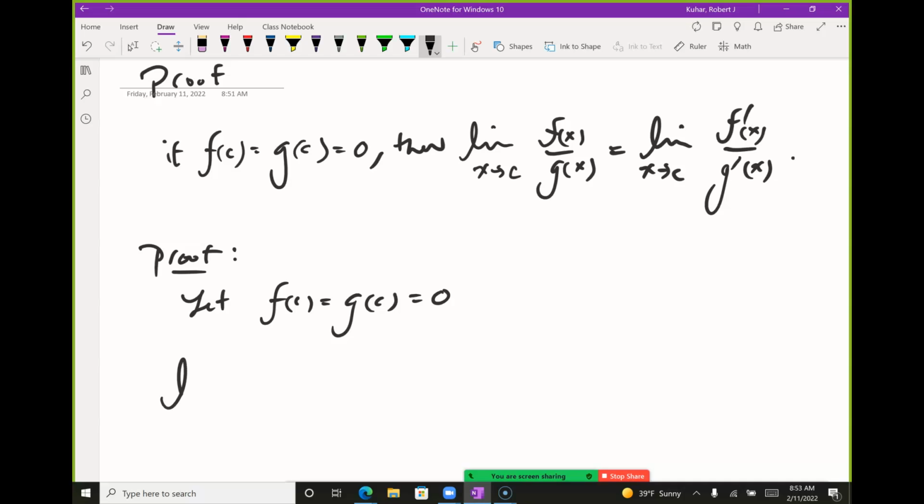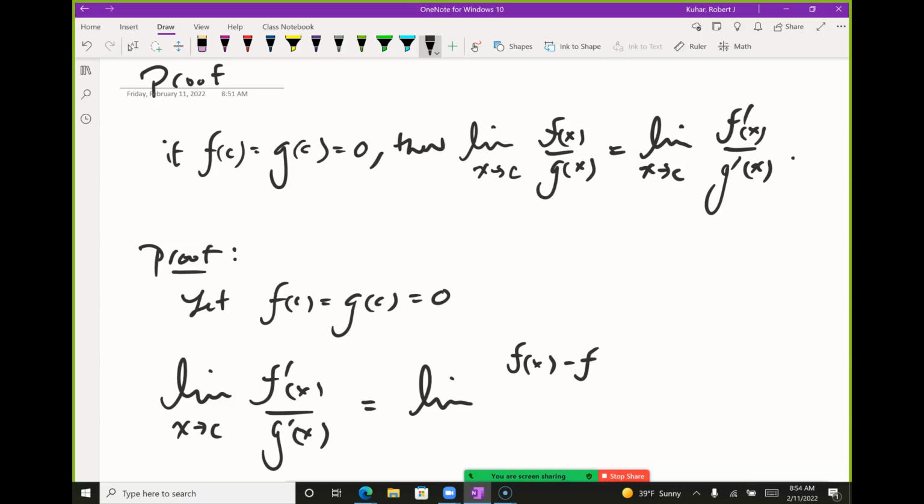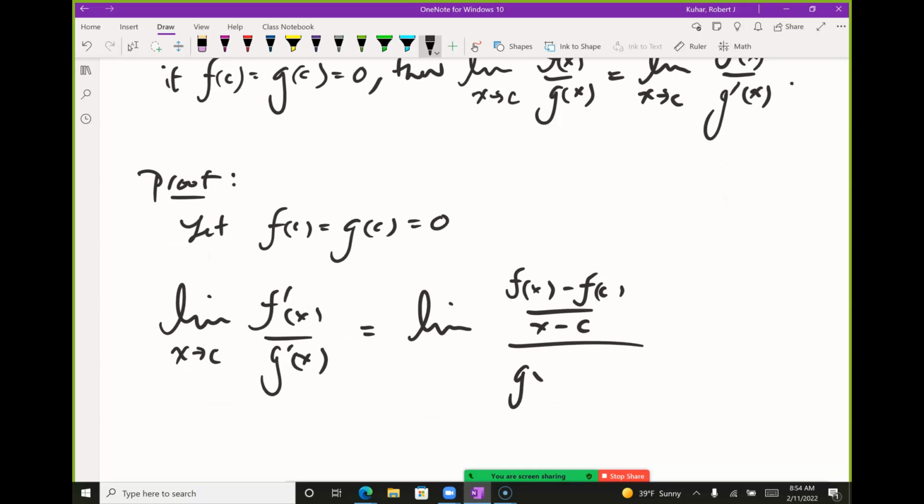And what I'm going to do is start with the limit as x goes to c of f prime of x over g prime of x. Well, I know what a limit is, right? I know what a derivative is, right? It's that y2 minus y1 over x2 minus x1 as x2 and x1 go to 0, right? As delta x goes to nothing. So I'm really doing the limit of f of x minus f of c over x minus c and g of x minus g of c over x minus c.